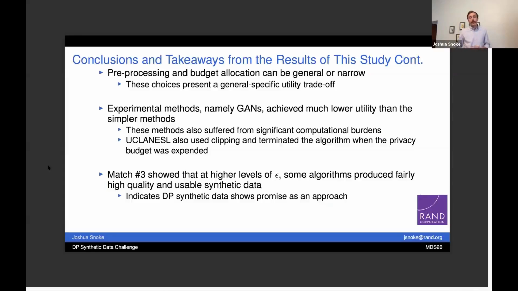So I think that's something we should take away from this, that there's actually pretty reasonable results that you can get with what we have so far, and there's a lot more we can do. But I think DP synthetic data is certainly an approach that we should keep pushing on.